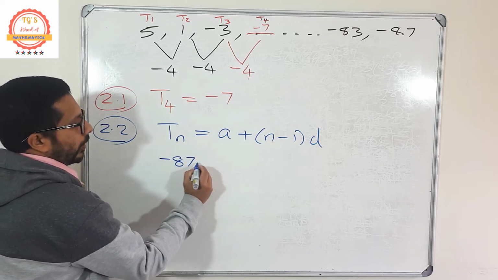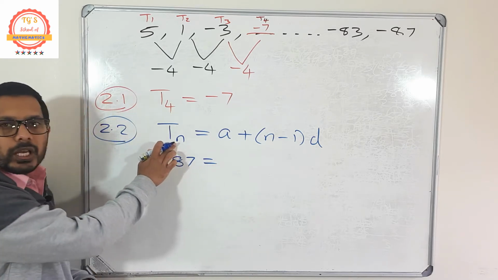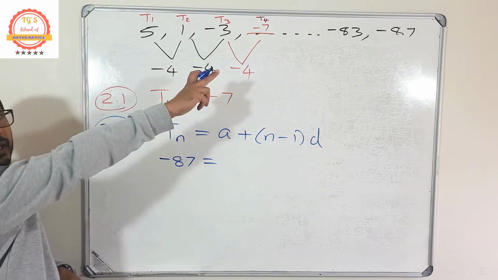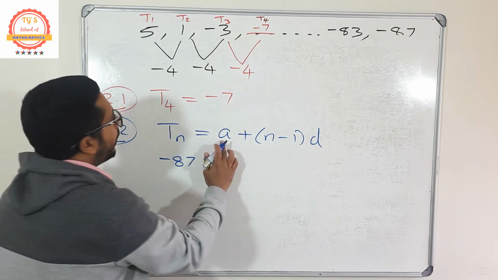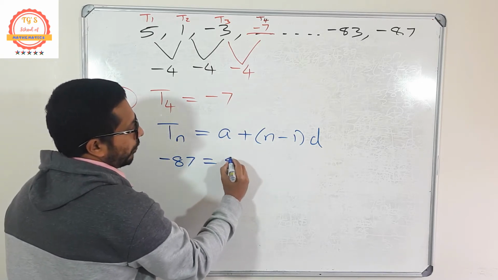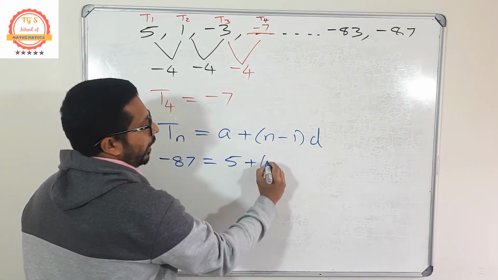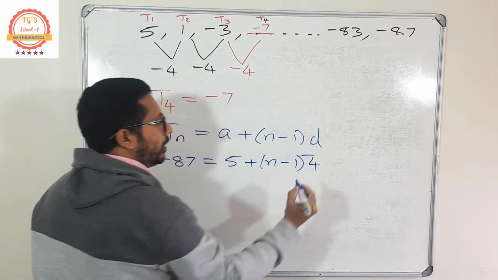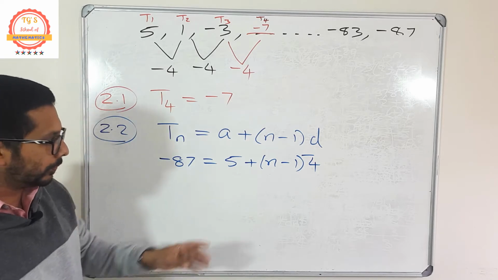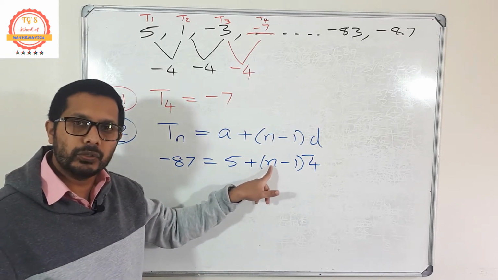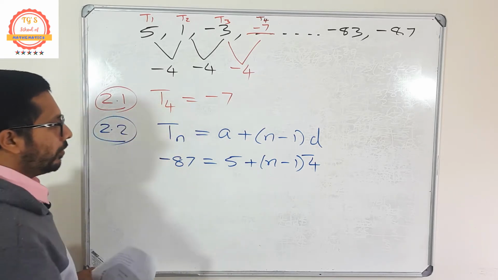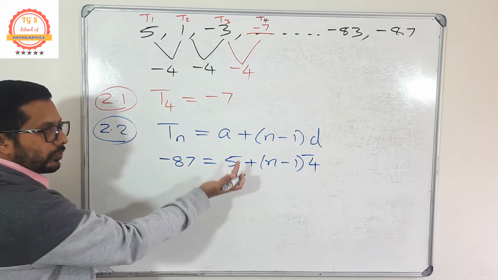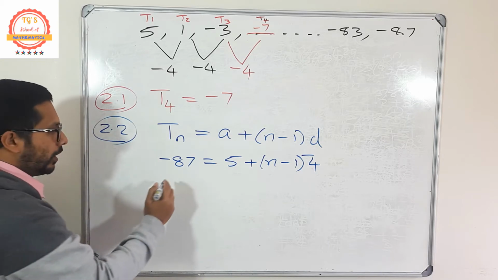Minus 87 is equal to, because Tn stands for the last term, the nth term. In our sequence, minus 87 is the last term. A, the first term, is 5, plus n minus 1 into d, and d is minus 4. So we have to find the value of n. How can you find it? Take this 5 to the left side. Here it is positive 5, on the left side it is minus 5.